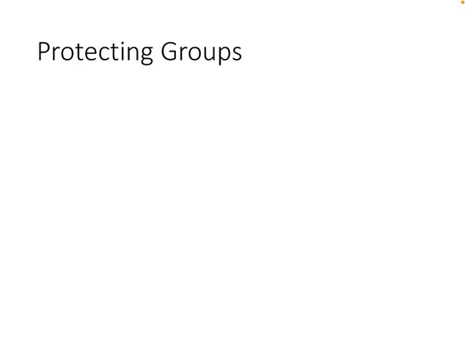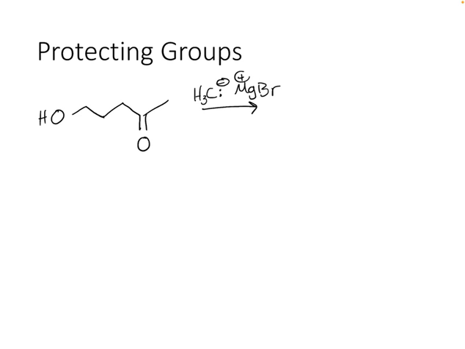In this video, we are going to discuss protecting groups. Now, in the last video, we talked about Grignard reagents. So let's say that we are performing the following reaction. 1, 2, 3, 4, just counting my carbons here. And let's say we want to react this with a Grignard reagent. What do you think our product will be?